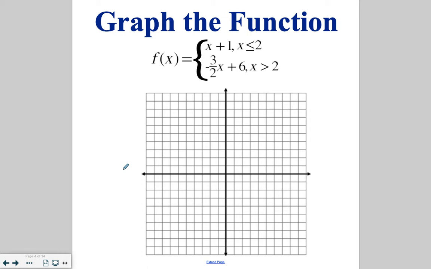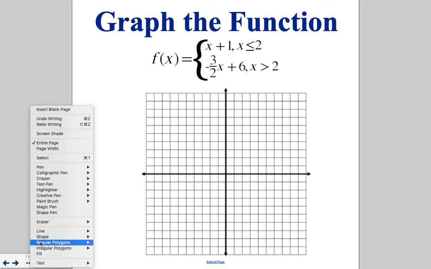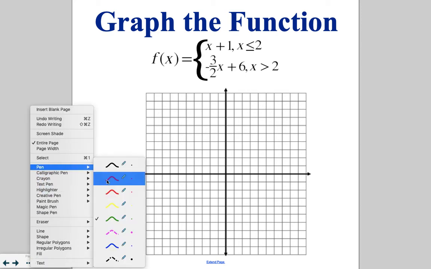So we have the piecewise function that says f of x is equal to x plus 1 when x is less than or equal to 2, and then negative 3 over 2 x plus 6 when x is greater than 2. So that means that 2 is our changeover point. So that's going to play an important role in how we graph this.